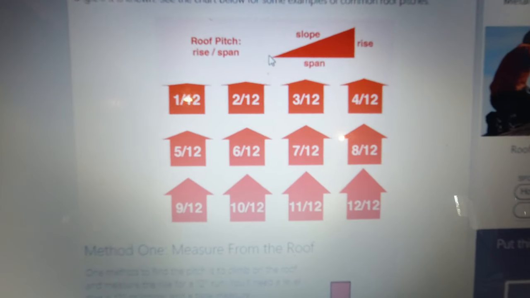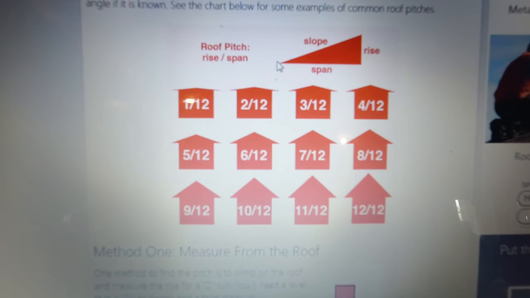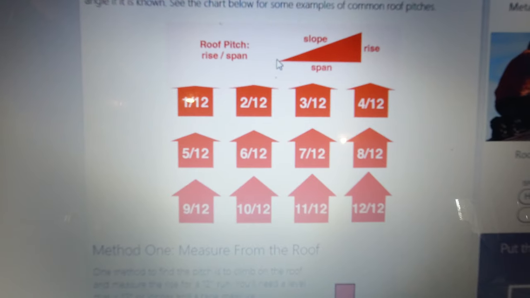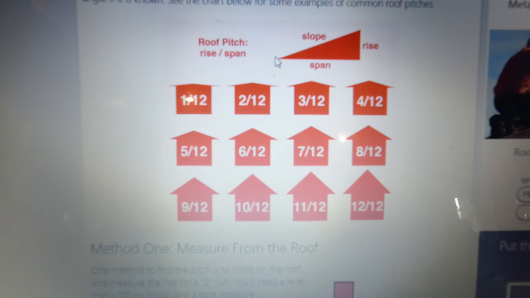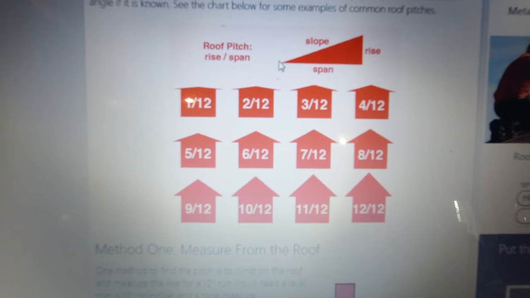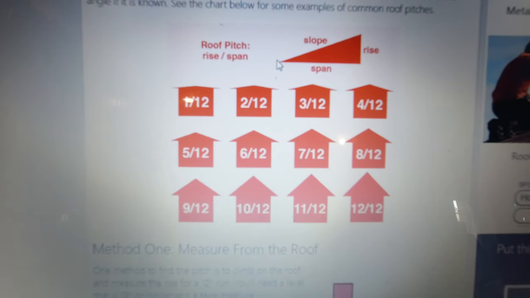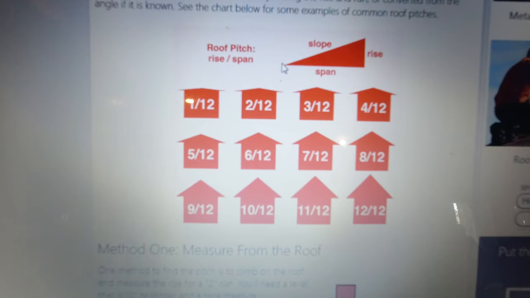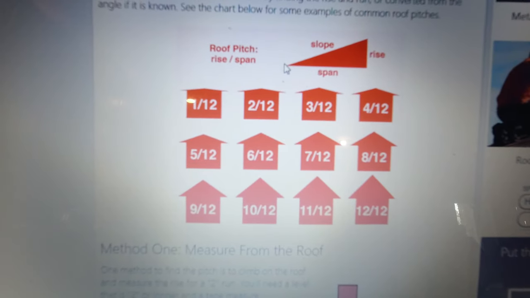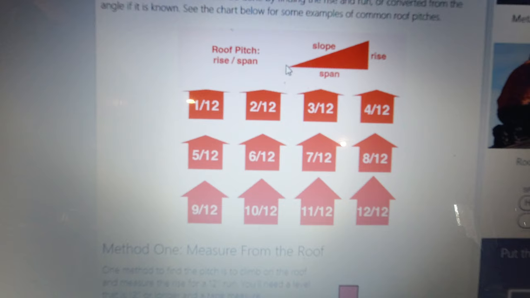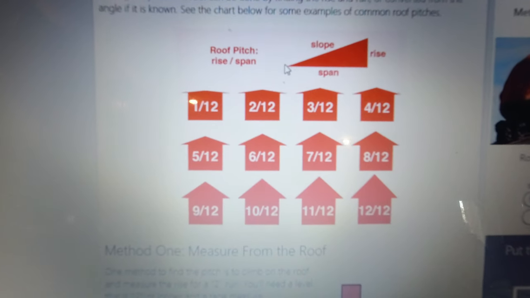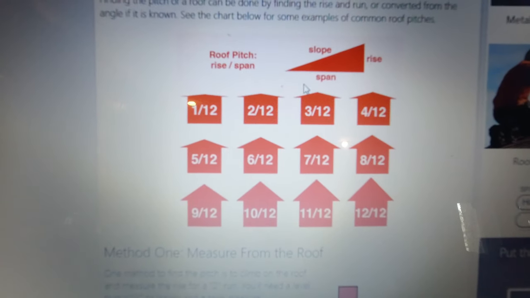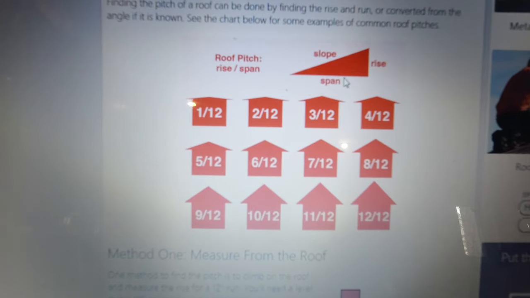I'm at the stage of building the roof for my shed. My shed is about 6 by 8 feet, and the span of the roof would be 6 feet, and that is 72 inches. So I'm deciding what roof pitch I'm going to use.